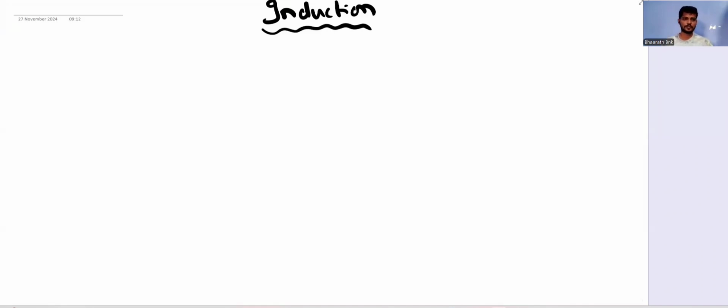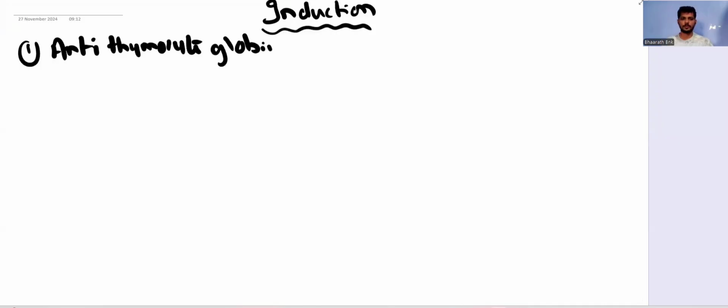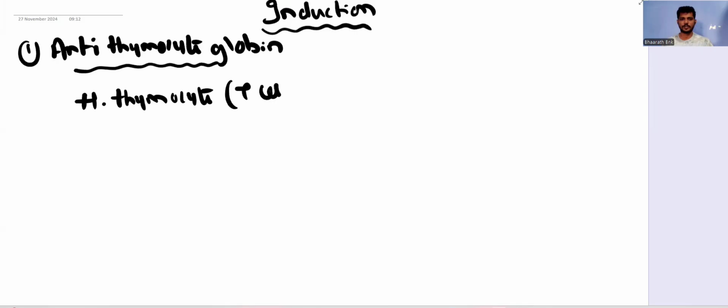So the first of these induction agents would be anti-thymocyte globulin. Now, what happens here is you take human thymocytes, which basically comprise T cells, lymphocytes. So you take human thymocytes and you inject them into a rat or a horse.